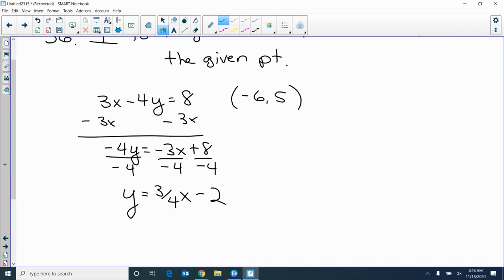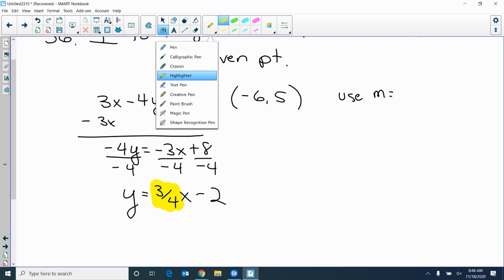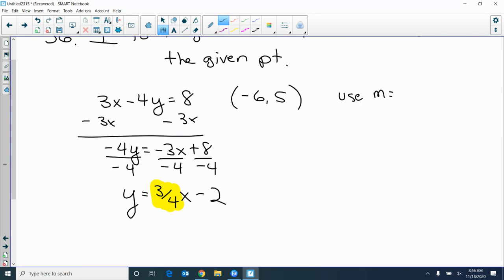Sam, since we're perpendicular, which slope do I want to use? You want to use the 3x? All right, we are perpendicular to this line. The slope of that line is what? 3/4. So what is the perpendicular slope? How do we do that? Oh, would it be -4/3? It'd be -4/3. So here's what you got to use.